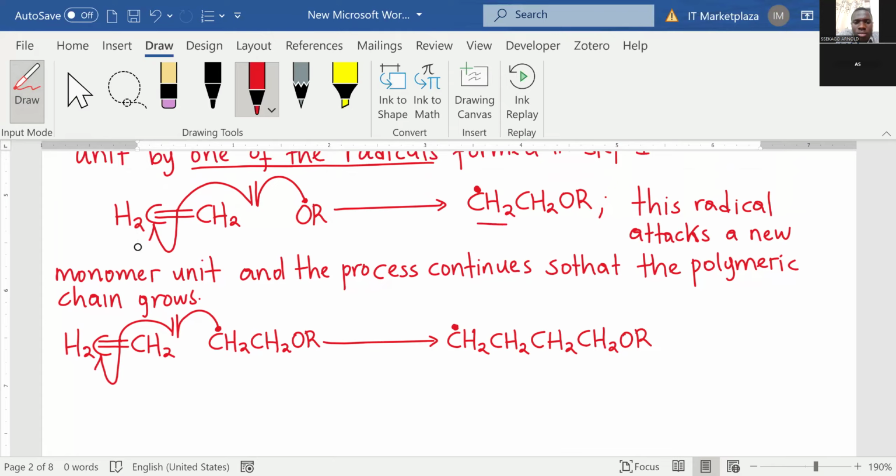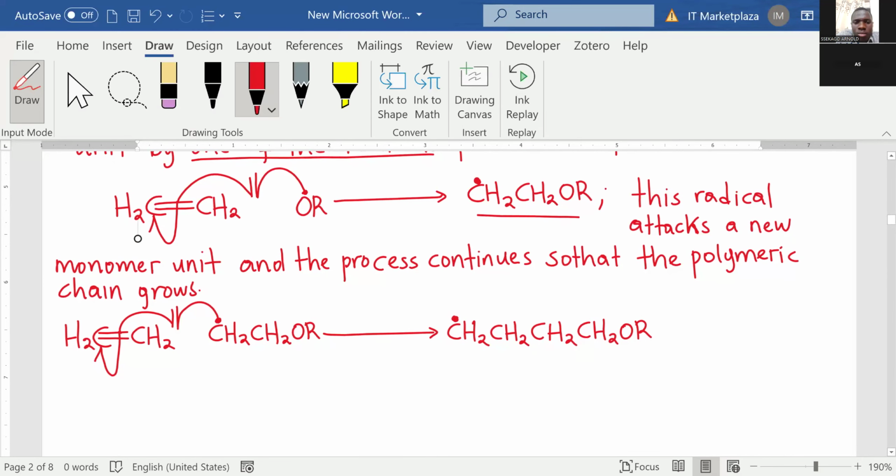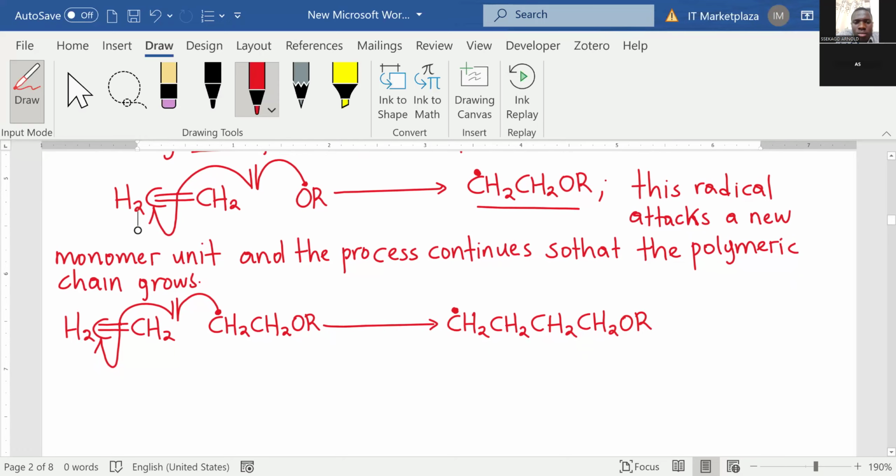Oh, this radical attacks a new monomer unit, and the process continues so that the polymeric chain grows. Now, also this radical that has been formed attacks a new monomer unit so that the process continues. That's why we keep on adding monomers as the chain grows. Therefore, let me illustrate the third one. For the first time, I will consider a general case.